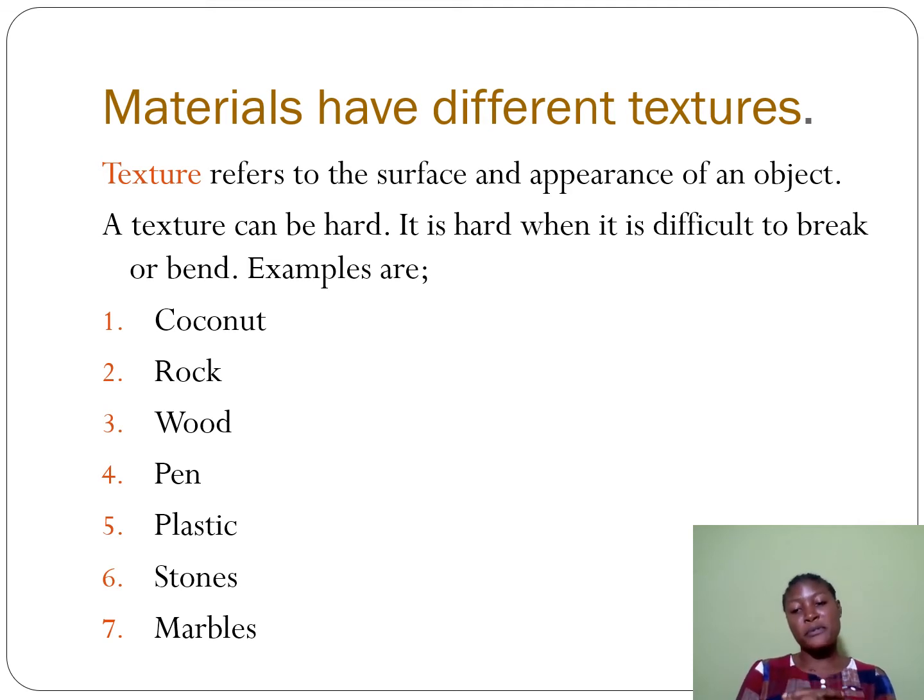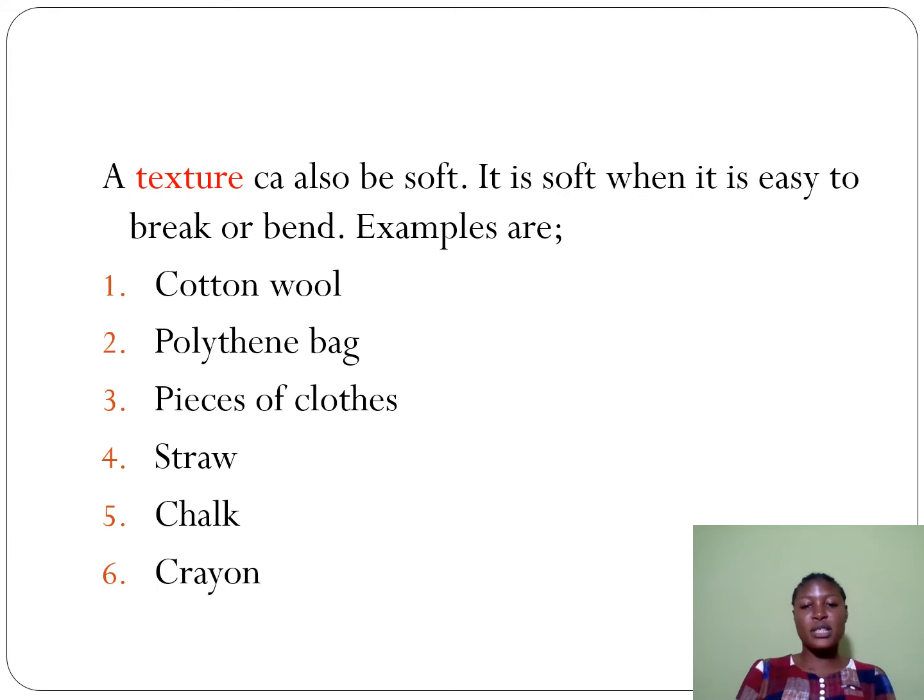Let's look at examples of such materials. We have one, coconut; two, rock; three, wood; four, pen; five, plastic; six, stones; seven, marbles. Looking at these examples, we could tell that these are very hard because they are never easy to break or burn.